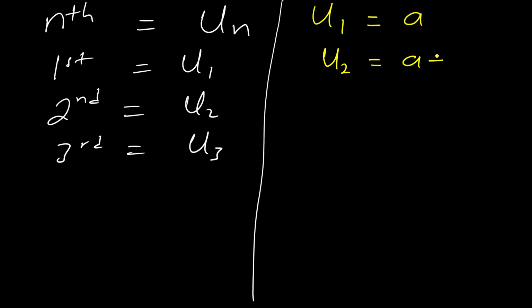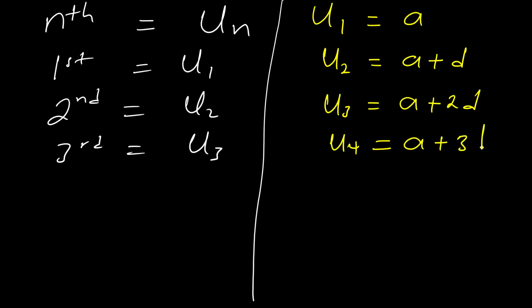So the second term is A plus the common difference. What will be the third term? We have A, and once we add D, I'll get 2D here. For the fourth term, I'll keep on adding D, so this side will be 3D. But let's observe something here. When this side is 2, this side is 1. When this side is 1, we assume that this side is 0. So we have 0, 1, 2, 3 in that order.